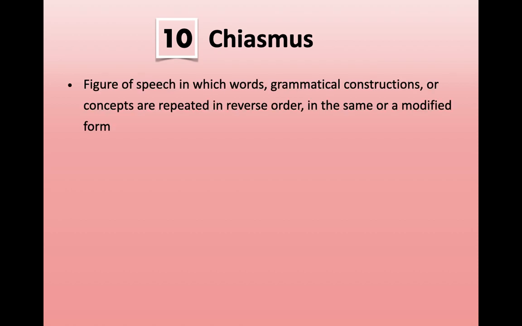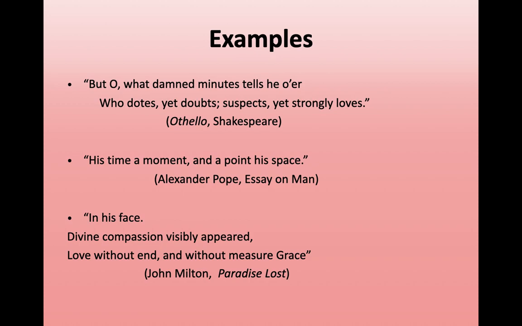Chiasmus is a figure of speech in which words, grammatical constructions or concepts are repeated in reverse order, in the same or in a modified form. Examples. But oh, what damned minutes tells he's over, who dotes yet doubts, suspects yet strongly loves. This is chiasmus. That's from Othello.